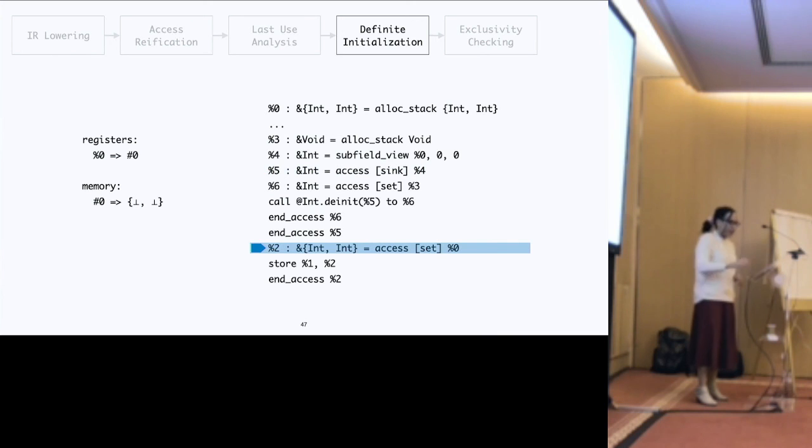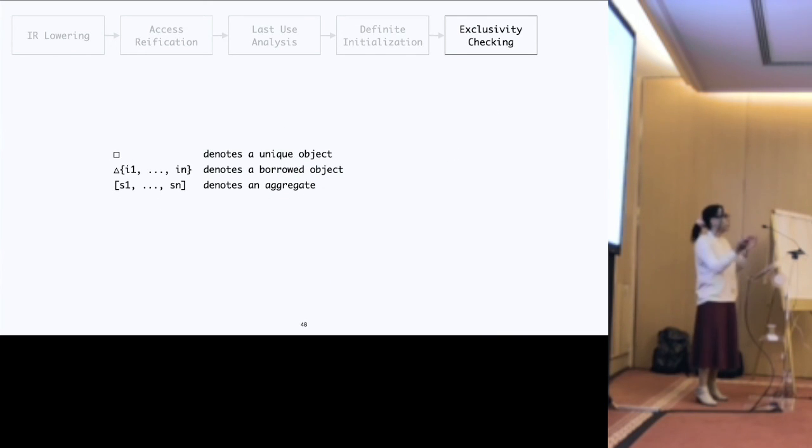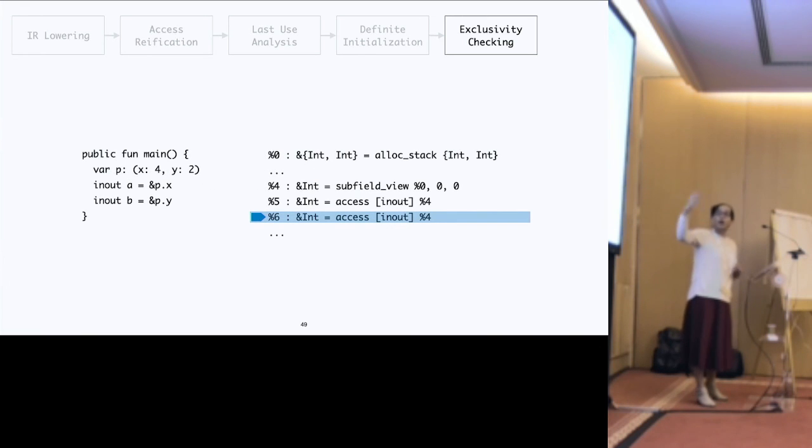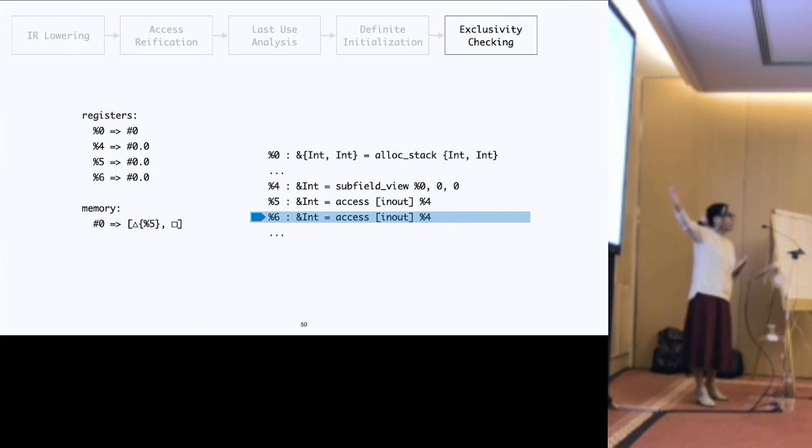And exclusivity checking is the same thing. It's doing the ownership analysis, if you will. It's guaranteeing that you cannot have two in-out accesses. If we would try to run this program, for instance, we would figure out that it is an error because the state in memory would be something like that.